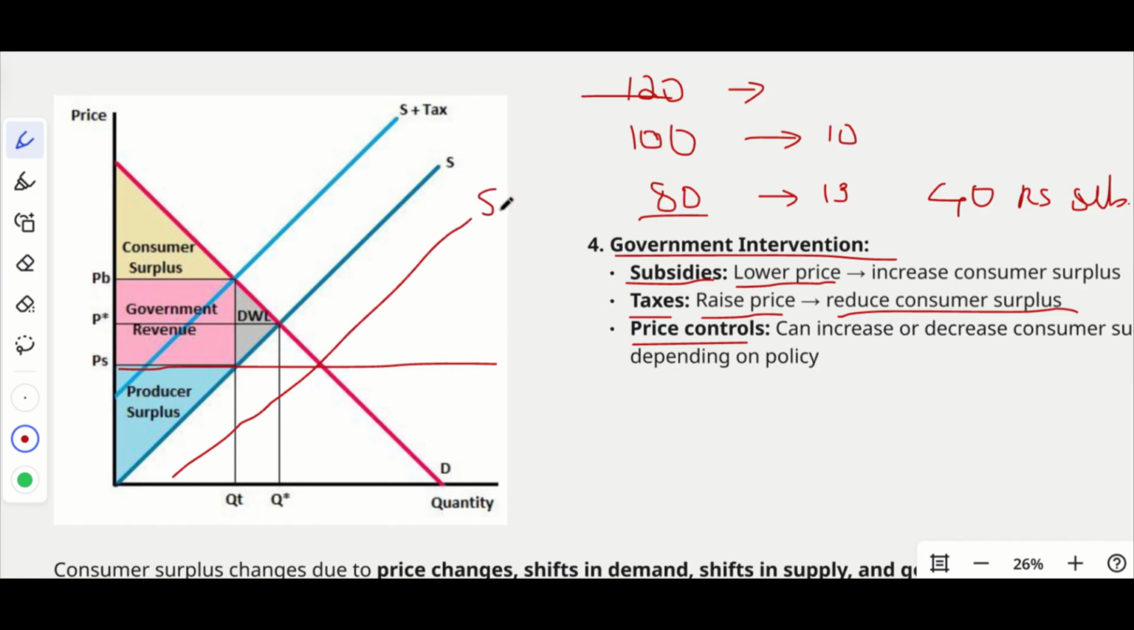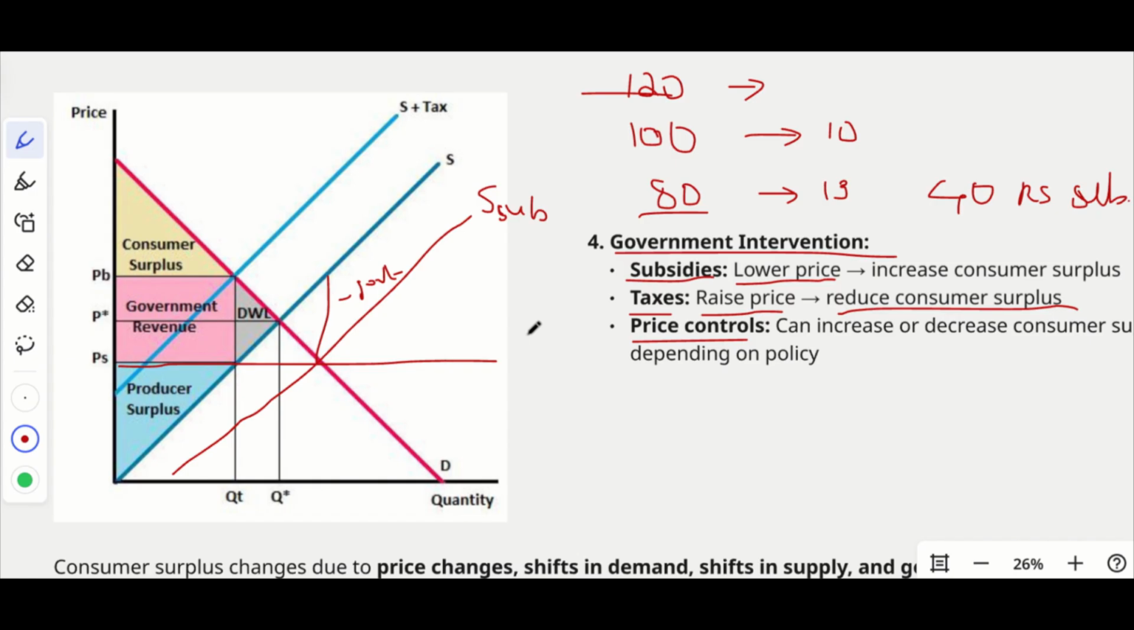And what will happen? The consumer surplus will increase. Now people will be able to buy more at a reduced price, and the difference will be covered by the government. That is how the subsidy works. It will provide more consumer surplus, and that is how they encourage the consumption of that particular product.